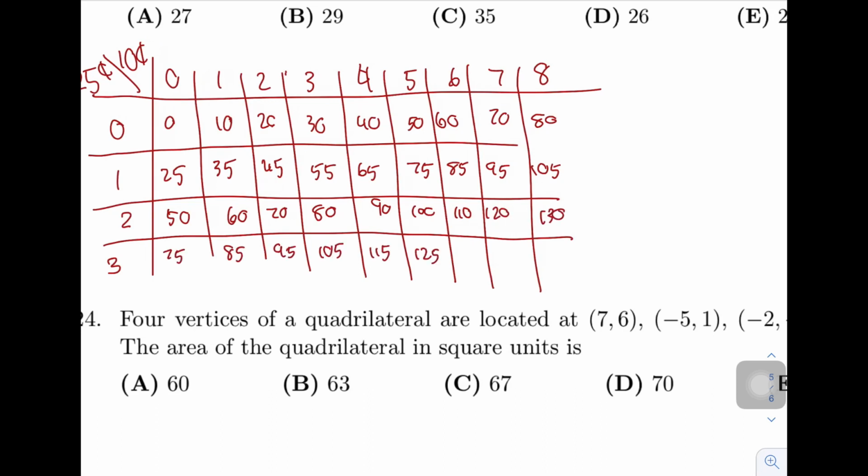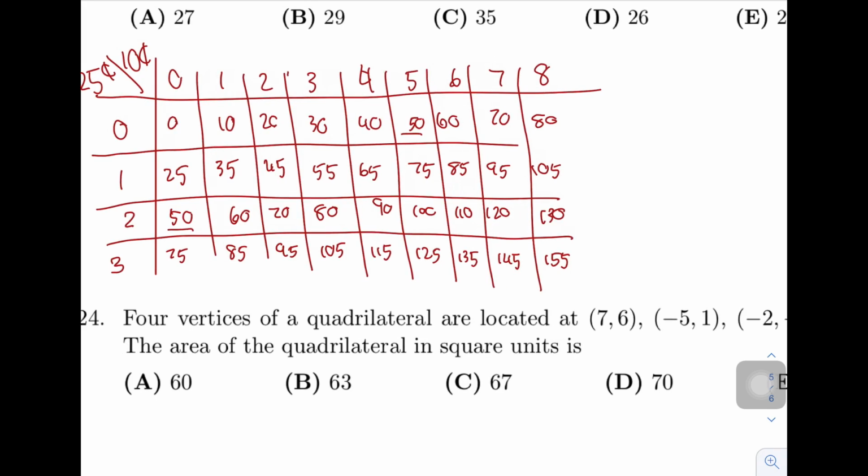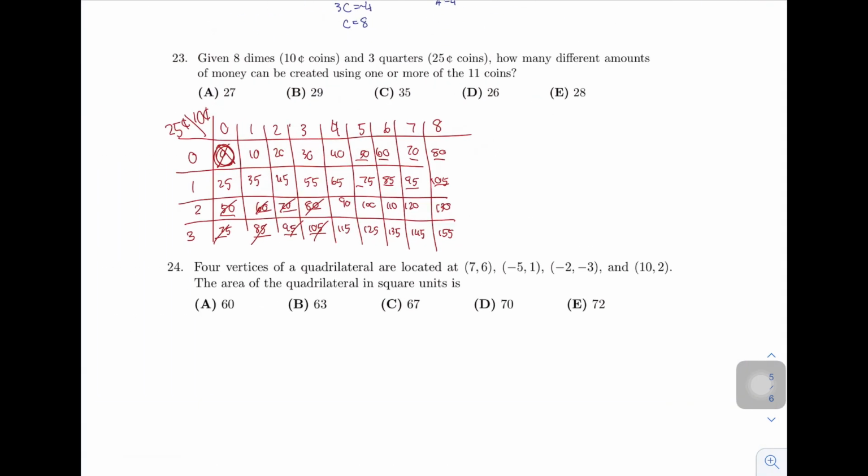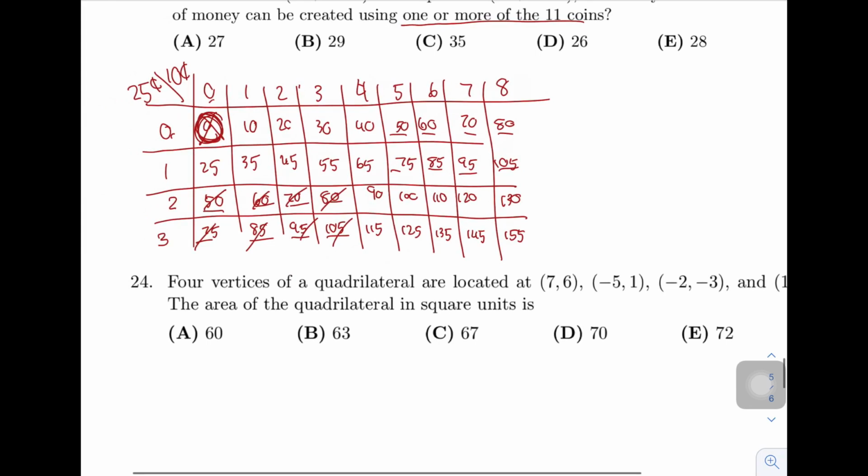So the first thing I realized after I finished this chart is that there are repeats. So I realized that 50 and 50 are repeats, 60, 60, 70, 70, 80, 80, then 75, 75, 85, 85, 95, and 95, and 105 and 105. Then I'm going to delete one of the repeats. But then if you go back to the question, you realize that you can't have 0 10-cent coins and 0 25-cent coins. So 0 is not a possibility. So it says you have to use one or more of the 11 coins. Therefore, if you count up all the possibilities, you realize that you only get 27 possibilities.